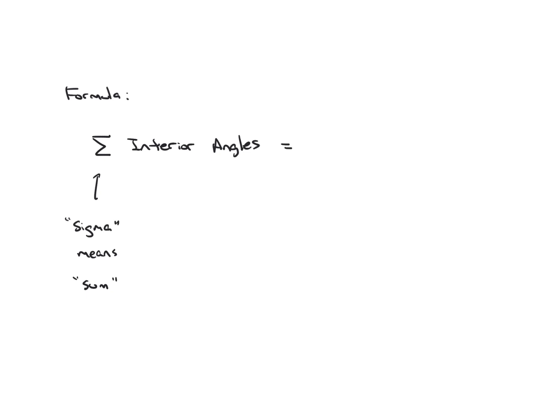And it's always going to equal, in brackets, n minus 2 times 180 degrees, where n stands for the number of edges in a polygon.